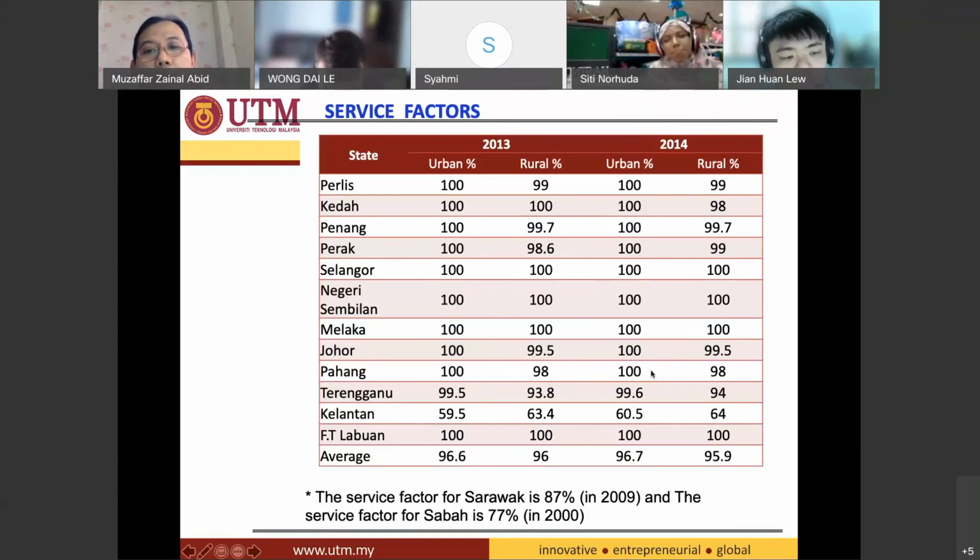So the service factor for Sarawak is 87%. I've got the data just in 2009, and for Sabah it is 77%. This data is in the year 2000.